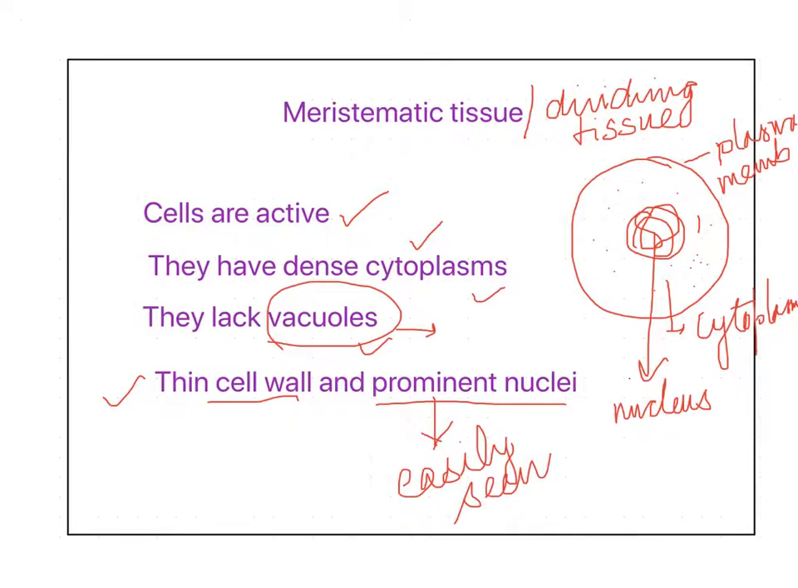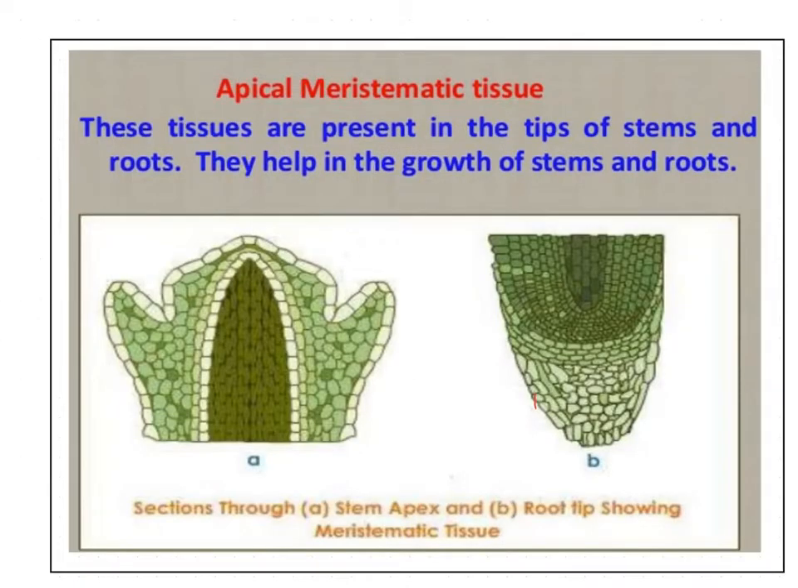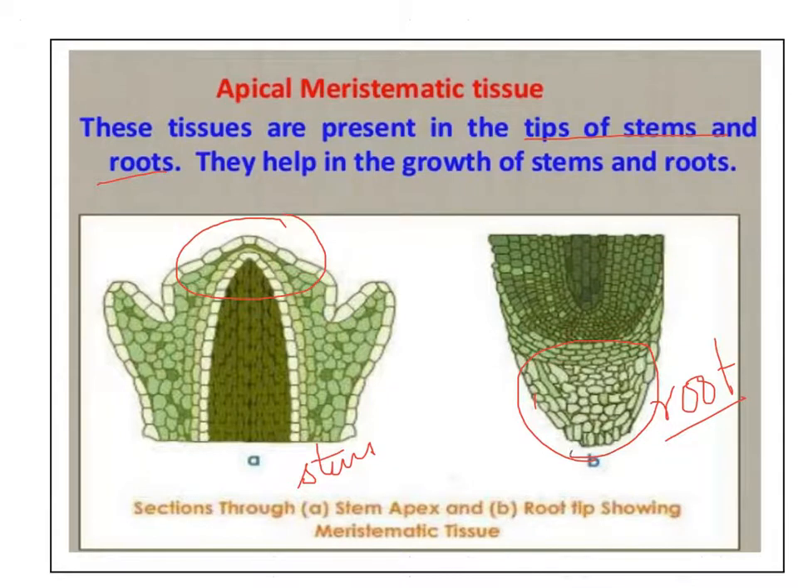Now we'll take up the three different types of meristematic tissue. First is your apical meristematic tissue. Where is it present? It is present at the tip of the stem and the roots. Like here, as you can see in the picture, this is a picture of the stem, and this is the root tip. The cells that you can see here are meristematic cells.